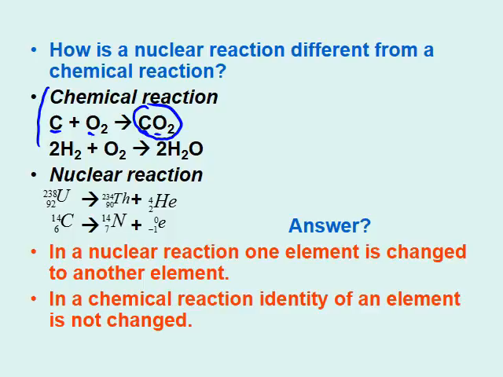Now, next, let's pay attention to a nuclear reaction. Uranium-238, when it gives up an alpha particle, which is helium-4, changes to thorium. Why? Because the bottom number, which represents protons, is now 90. If you look at a periodic table, element number 90 is thorium. So you see here the identity has changed from uranium to thorium.